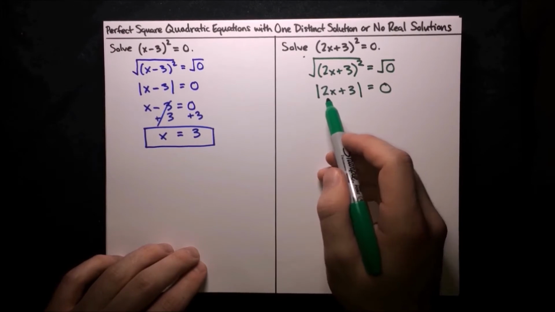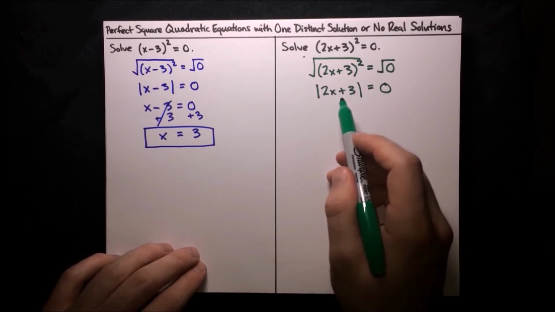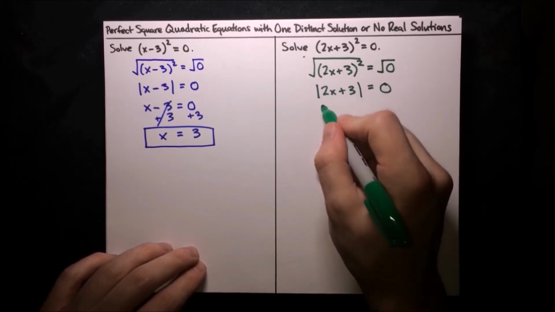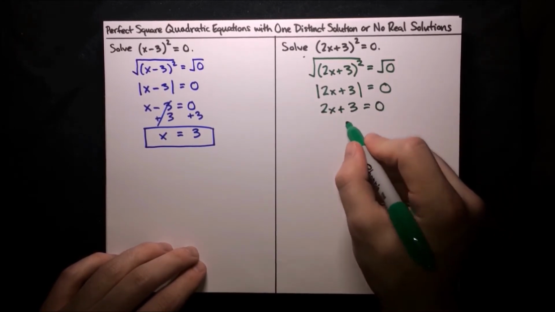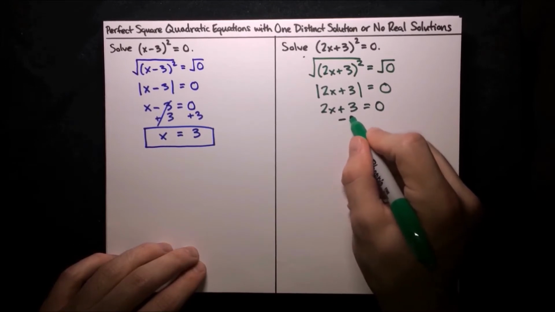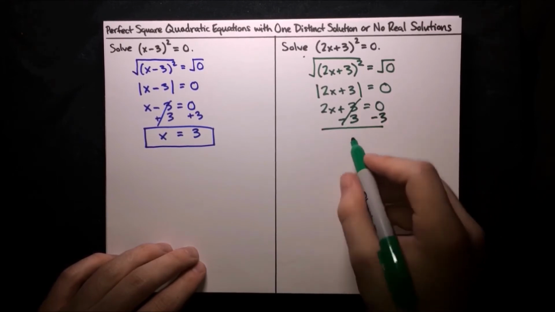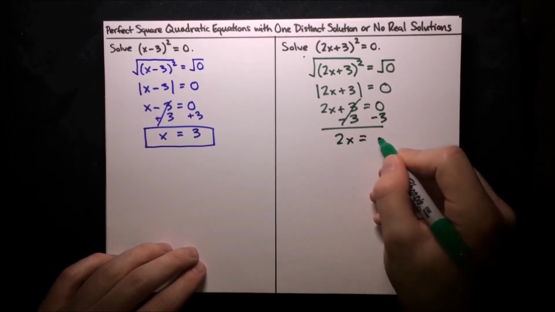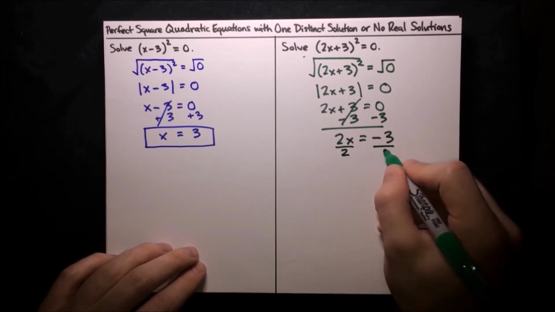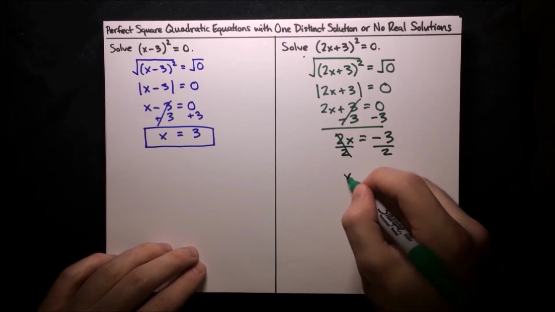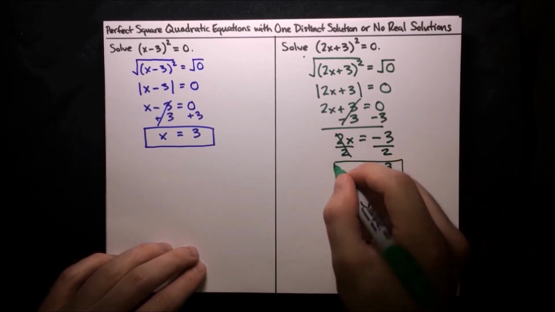Okay, now if the absolute value of something is equal to 0, then again, that something inside the absolute value itself has to be 0. So we have that 2x plus 3 is equal to 0. And now this is a much easier equation to solve. I want to get x alone, so we can just go ahead and subtract 3. We do that to both sides. We get that 2x is equal to negative 3. And then we divide by 2 to cancel out that 2 in front of the x. So we have just x is equal to negative 3 halves. And there we go. That is our solution.